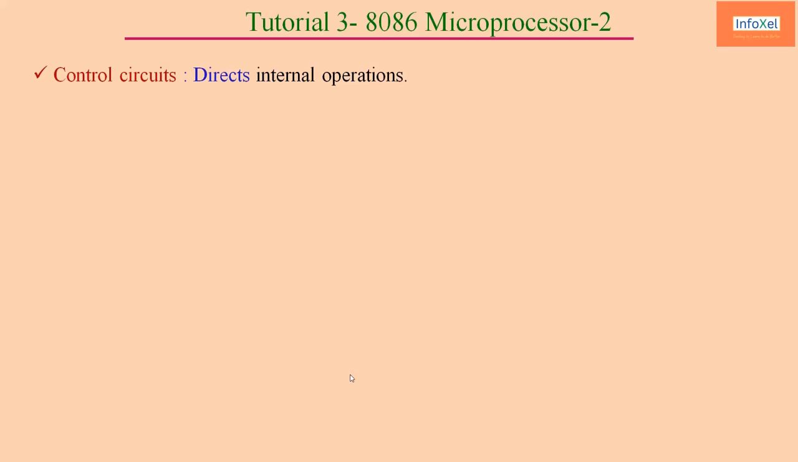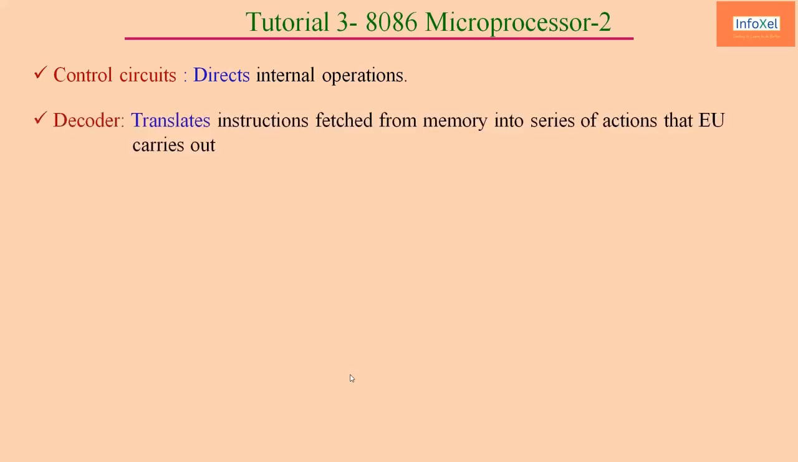And now what is the function of the control unit? Now we will discuss the functions of the execution unit. The control circuit directs internal operations. All internal operations of the microprocessor are controlled by the control circuits. Next comes the decoder. It translates the instruction fetched from the memory into a series of actions that the execution unit carries out.